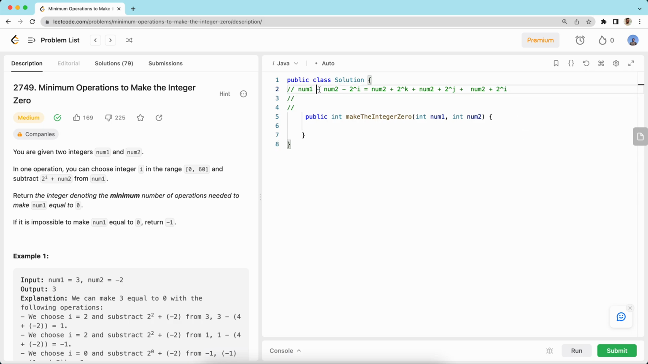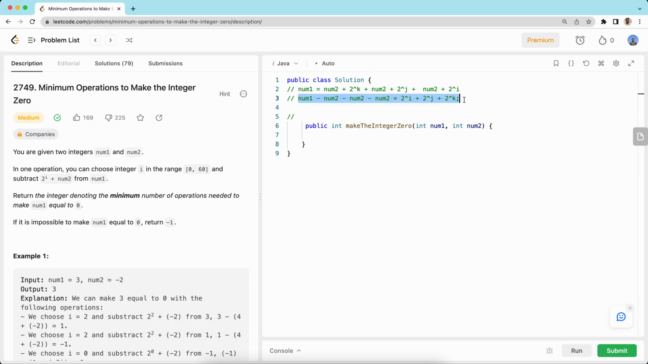Okay, so now this is the final expression. Let's clean it a little. So we have num1 minus num2 minus num2 minus num2 is equal to 2 raised to power i plus 2 raised to power j plus 2 raised to power k. So this is our final expression. On the left hand side we have three negations, on the right hand side we have three positives. So that is one operation, right?